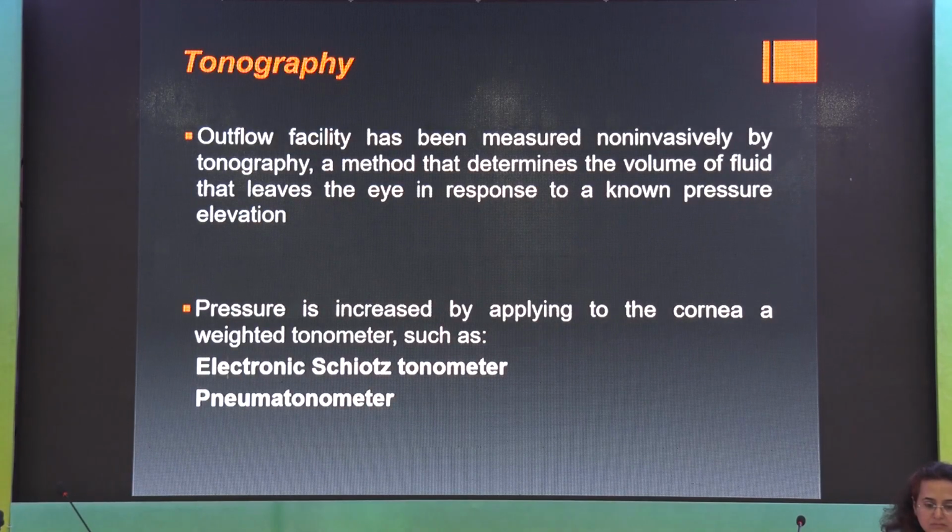Tonometry and tonography were almost synonymous earlier, but we know that tonography is a method that determines the volume of fluid that leaves the eye in response to a known pressure elevation. So how do we increase the pressure? We can use a weighted tonometer with either of the two, the electronic Schiotz which Dr. Grant used, or the pneumotonometer used by Langham.